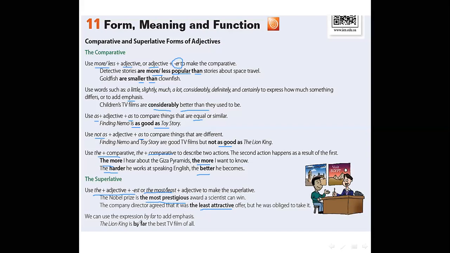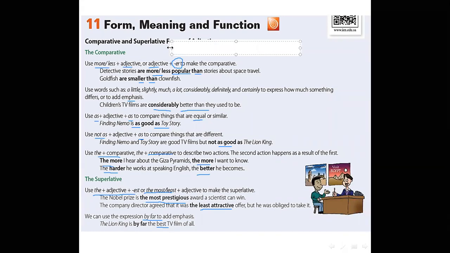We can use the expression by far to add emphasis. The Lion King is by far the best TV film of all. We use the best. The superlative form of good is the best. It's an irregular adjective.